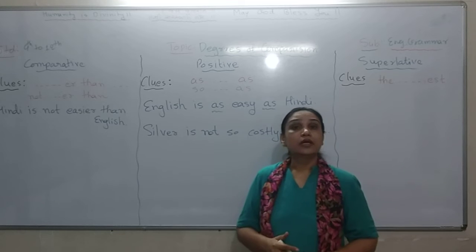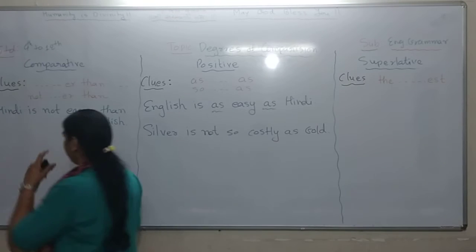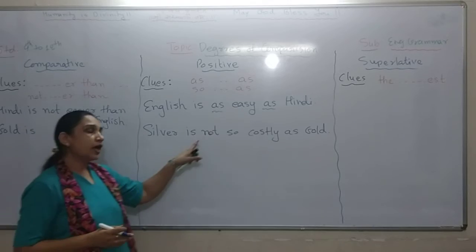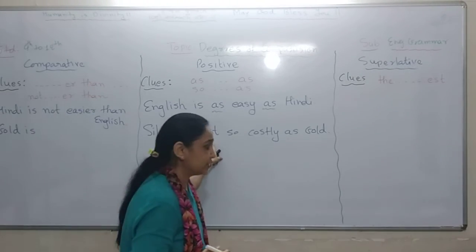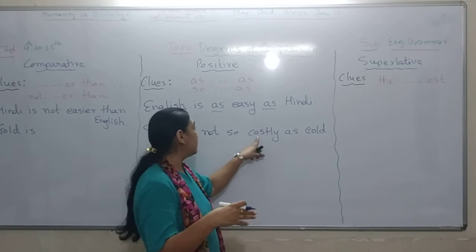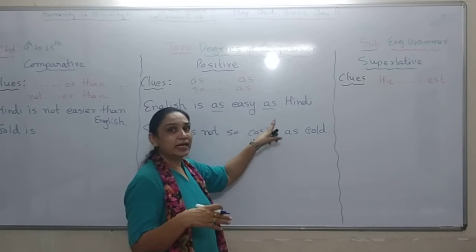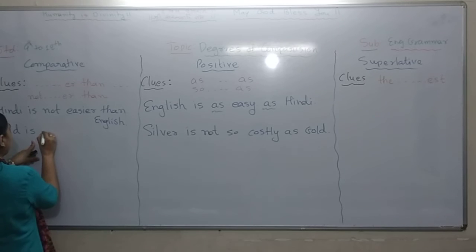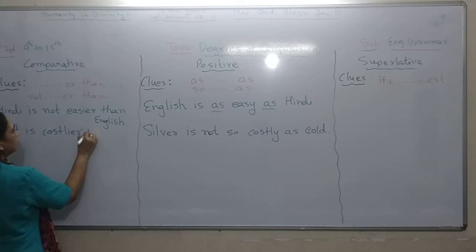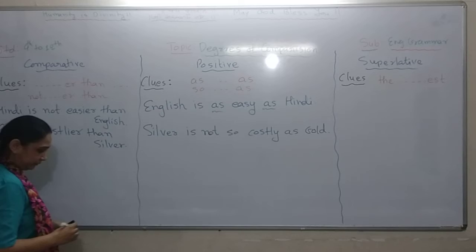I will go for the change of the place of the subject. So now gold will come in the front. Gold is... I already have "not", so I will remove it. "So" and "as" will also be removed, and in place of them I will add -IER after my adjective, and then "than". So the sentence now is: gold is costlier than silver. Got it?